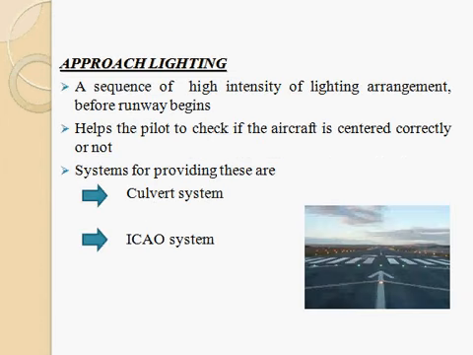The second one is approach lighting. Approach lighting is a sequence of high intensity lighting arrangement that is provided before the runway begins. That is, before the runway threshold we are providing approach lighting. It is for approaching the runway correctly and at the proper center line of the runway. It helps the pilot to check whether the aircraft is centered correctly on the runway. And this approach lighting can be provided by either of two systems, that is the Calvert system and the ICAO system.